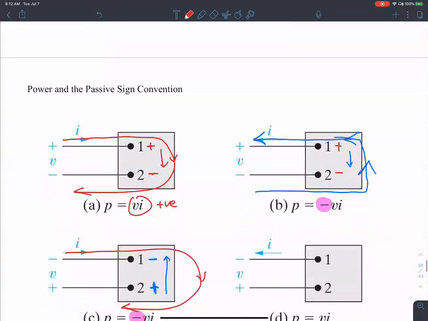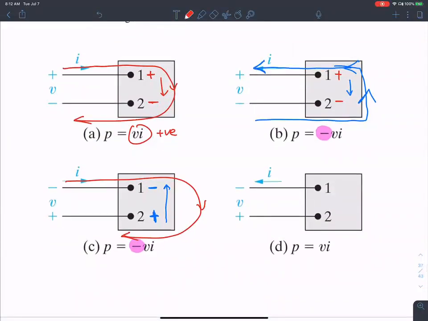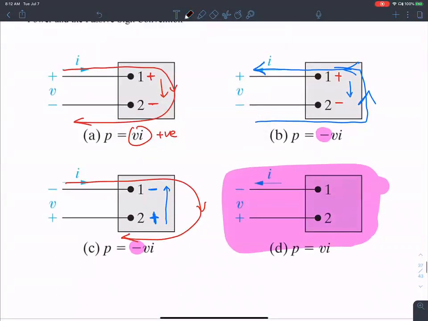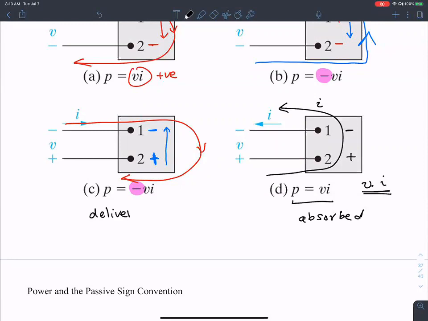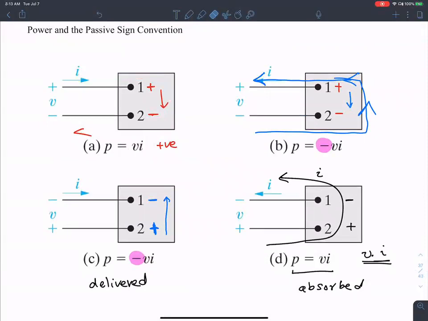This is what we did in the last class, more reiteration of passive sign convention. In the last example, let me do this one more time. The current is aligned from the positive to negative terminal. Therefore, the current is positive. Therefore, V times I is positive, meaning that the power is absorbed. In this case, in C, it is delivered because the VI product is negative. Similarly, VI is positive in case of A, therefore it is absorbed.